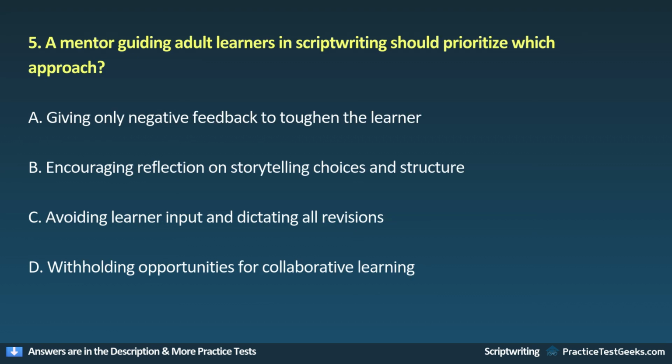5. A mentor guiding adult learners in script writing should prioritize which approach? A. Giving only negative feedback to toughen the learner. B. Encouraging reflection on storytelling choices and structure. C. Avoiding learner input and dictating all revisions. D. Withholding opportunities for collaborative learning.